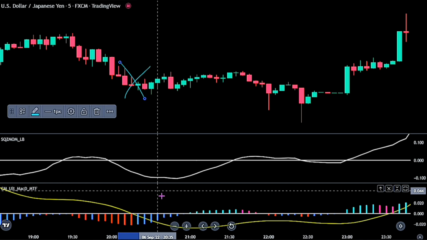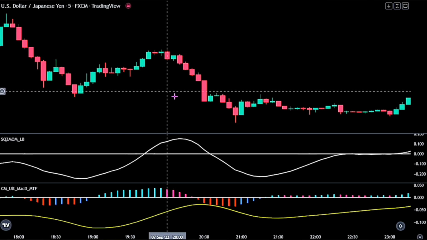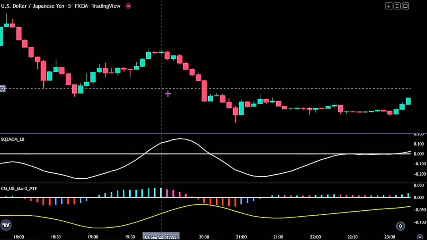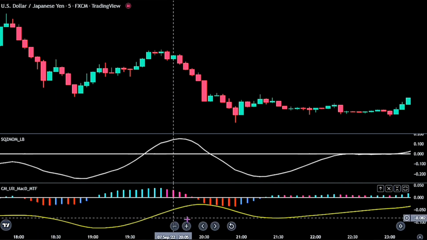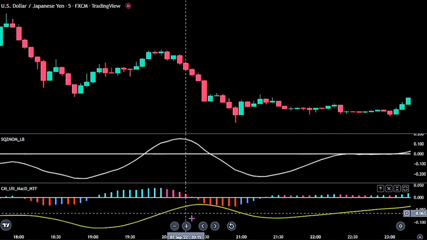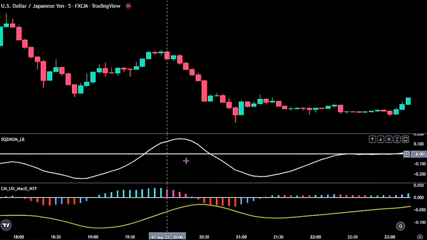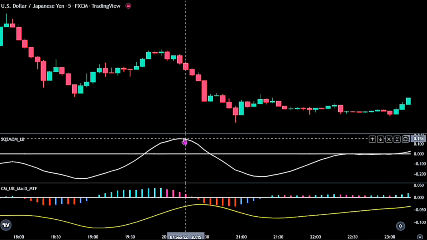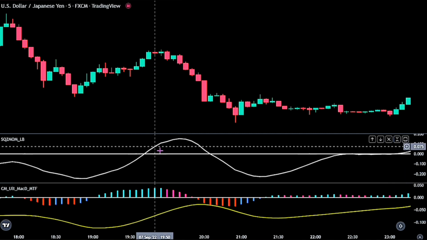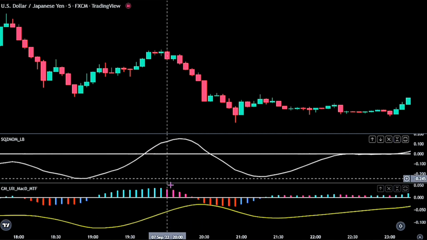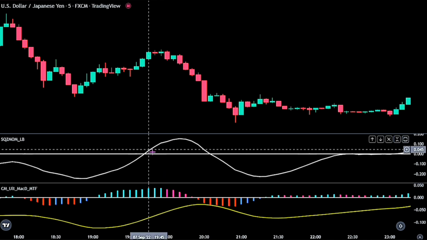Now let's quickly go through the conditions for a sell trade. Exactly the opposite is true for a sell trade. For a sell trade to be valid, we would want to see the yellow moving average on the MACD below the zero line as our first confirmation. When this happens, we would want to wait till we see the squeeze momentum moving average close above the zero line, while the MACD yellow moving average is still below the zero line. Then we would enter a sell trade when we see a pink histogram on the MACD from the point at which the squeeze momentum closed above the zero line.